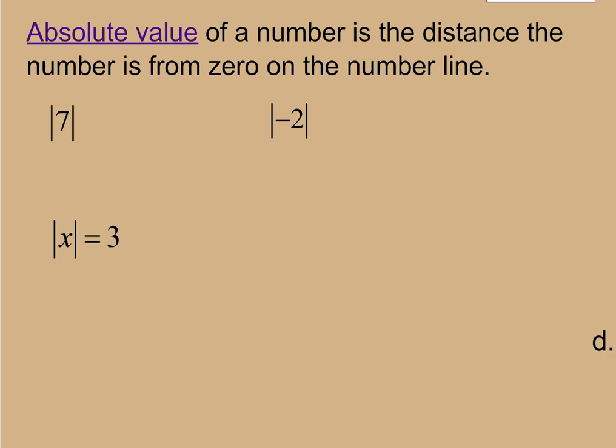Absolute value. Okay, so absolute value is your distance on the number line away from 0. So the absolute value of 7 is just going to be 7. The absolute value of negative 2 is just going to be 2. The absolute value of some number equals 3. Well, that's going to be 3 and negative 3. Both of those give you the absolute value of 3.